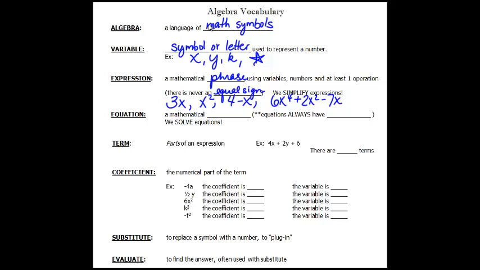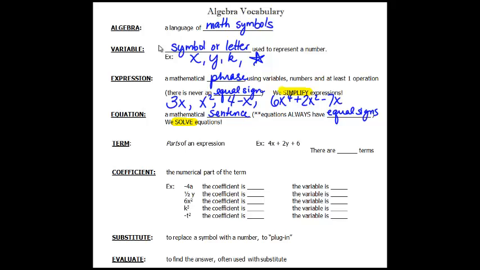An equation is a mathematical sentence. Equations always have equal signs, and we solve equations. So make sure you understand the difference here. We just simplify these. We make them look a little tidier. We actually solve equations. We get x equals 12, y equals -4/3, etc.